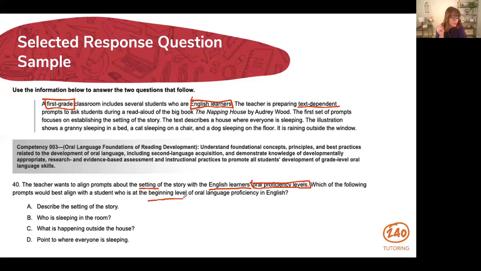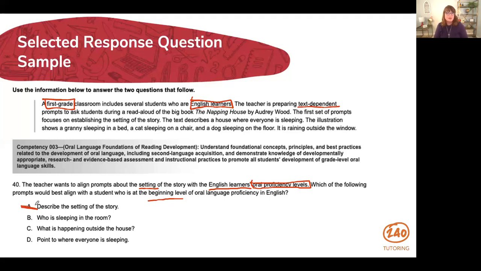So answer choice A says, describe the setting of the story. If the teacher prompts these first graders who are English learners at the beginning level of oral language proficiency, they're sitting in front of her and they go, we read this big book. And she looks at them and says, describe the setting of the story. What are those kids going to have to do? They're going to have to talk. That's going to be a lot of words coming out of their mouth. And it just said they're at the beginning level. So this is not our best answer.